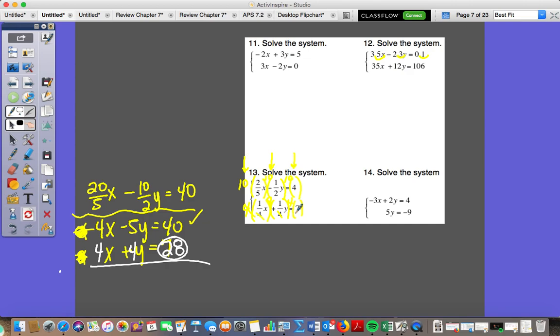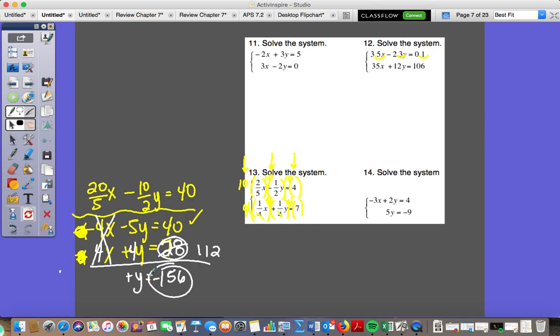But in order to eliminate, this would end up being 112. So 4x minus 4x cancels. Negative 5y plus 4y is negative y. And that would equal, negative y would equal 40 plus 112, which would be 156. So I'll change this to where y is equal to negative 156. I don't know why that sounds funky there.